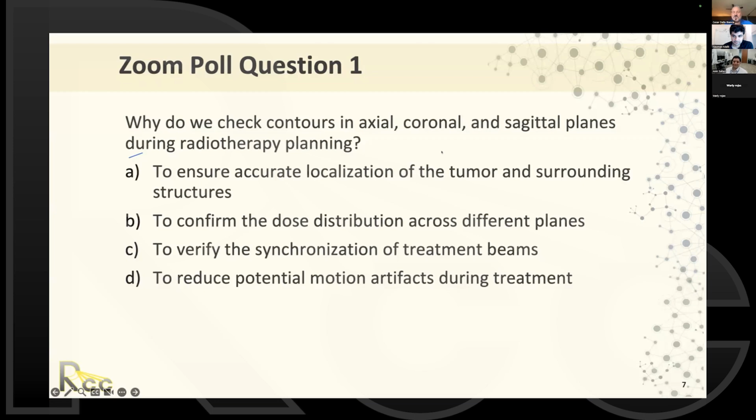That's okay. So I'm going to end the poll, and the results: 84% responded that A is the correct answer, and that's correct. Why we contour in axial, coronal, and sagittal, as Nauman said, is to ensure accurate localization of the tumor and the surrounding structures. Very important to verify in all the cuts and in a 3D view when we contour.